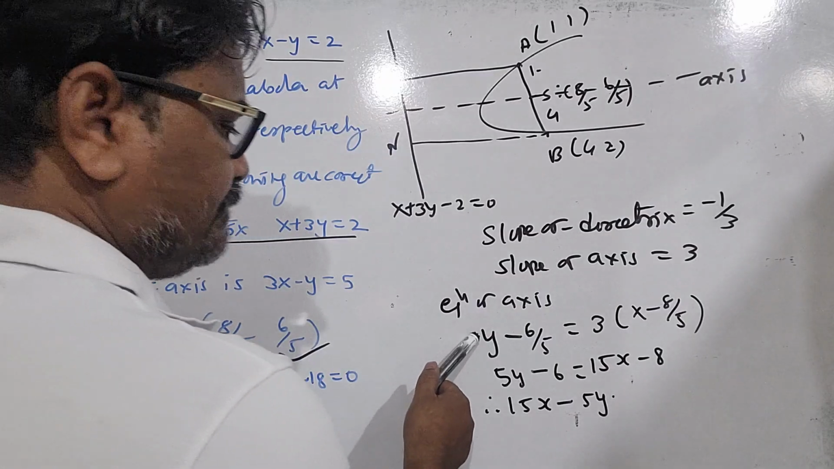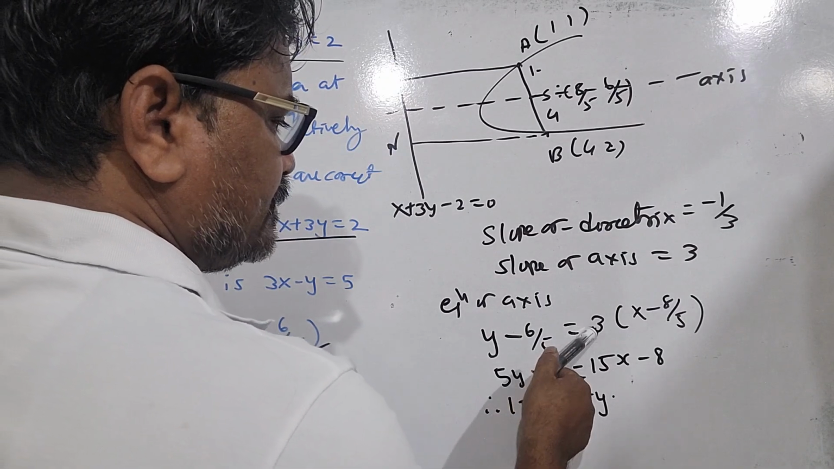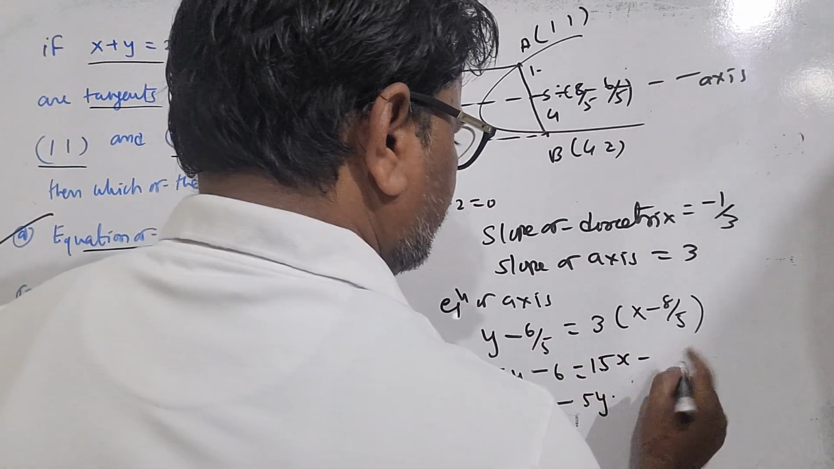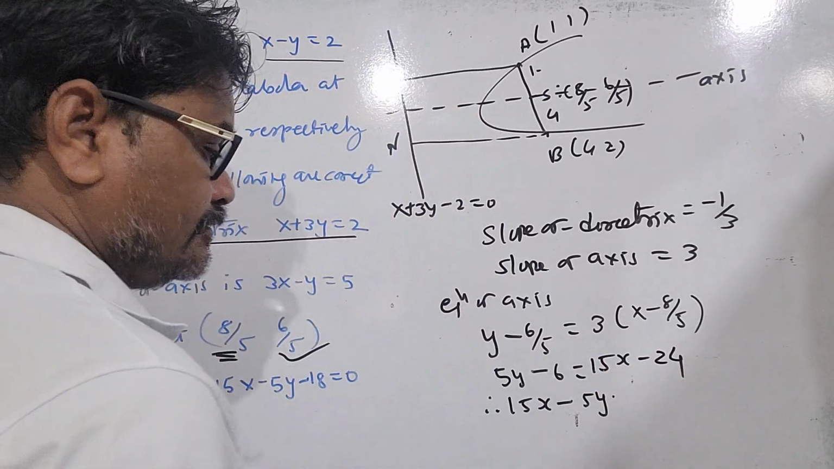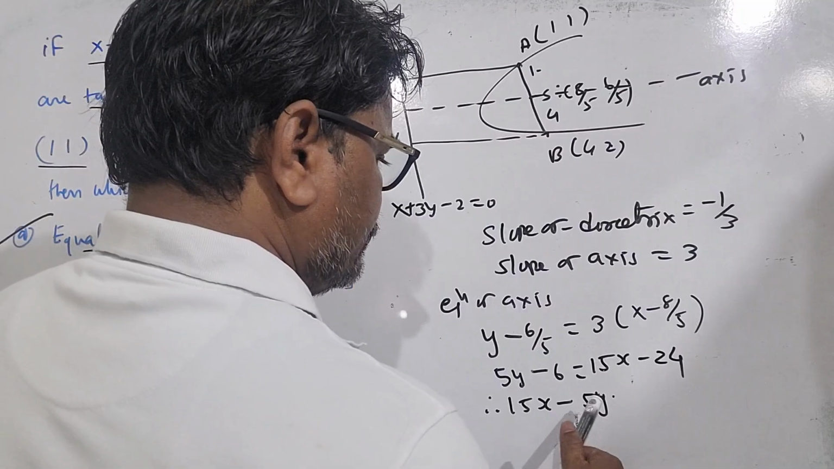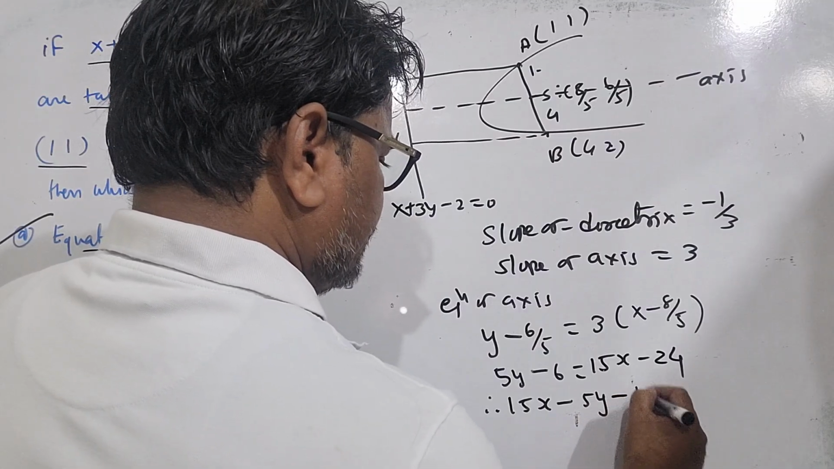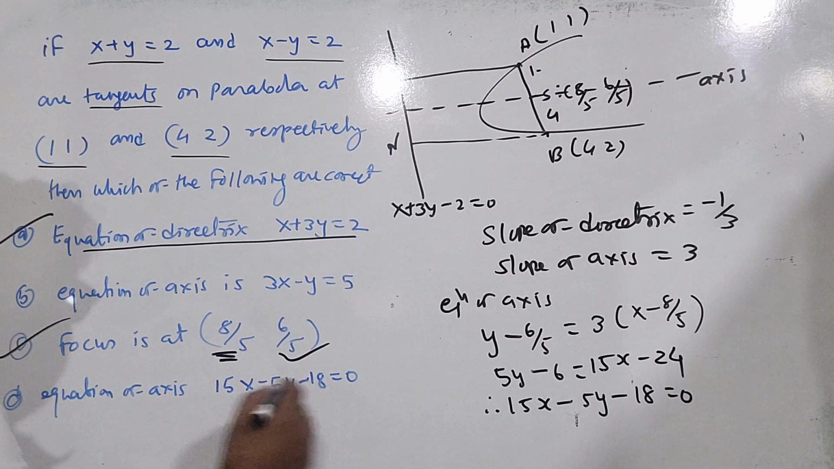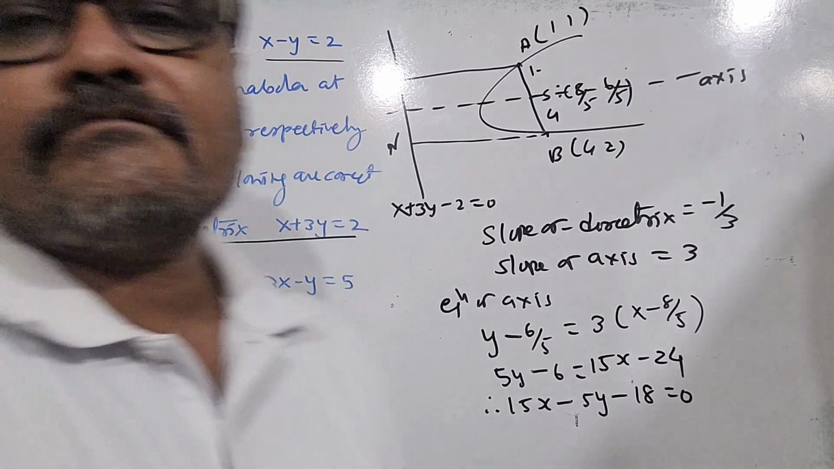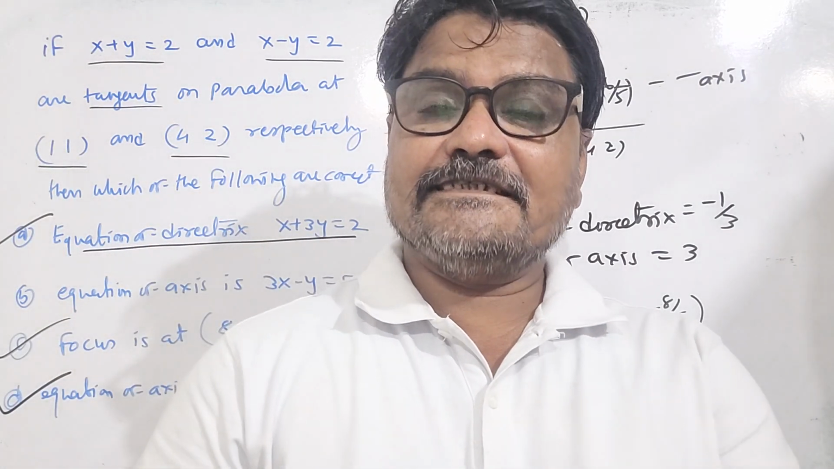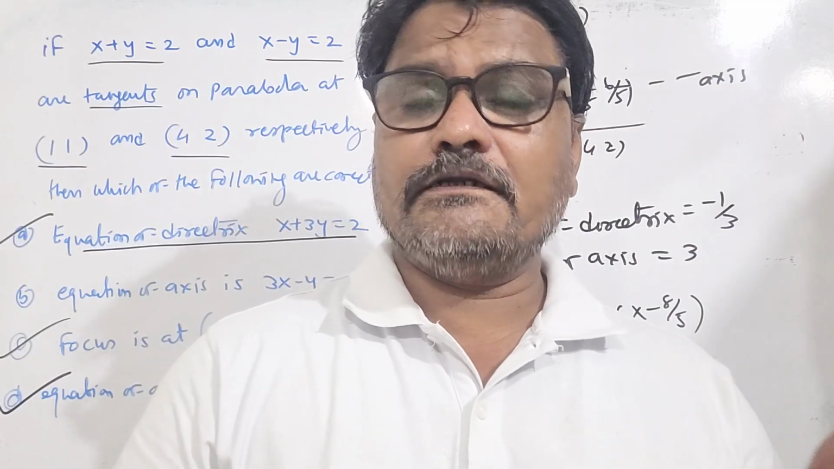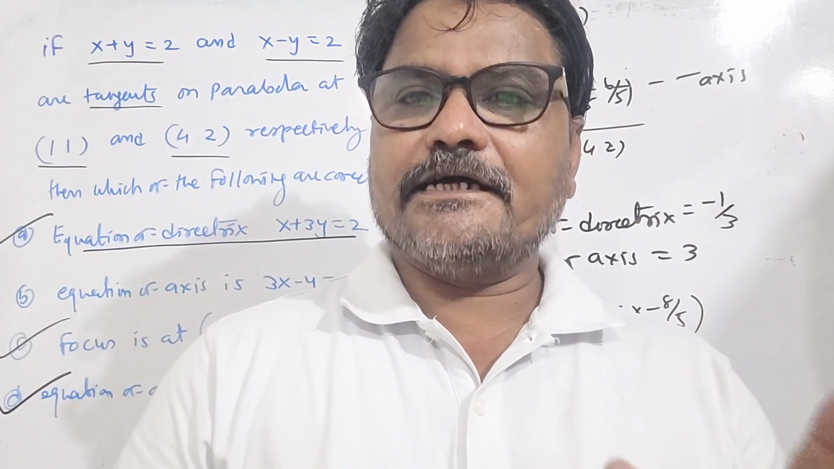Multiplied by 5, we get 5y minus 6. Multiplied by 5, we get 15x. Multiplied by 5, we get 24. So 15x minus 5y minus 24 plus 6, that is minus 18, equal to 0. So 15x minus 5y minus 18 equals 0. This option is also correct. See that this question actually checks your knowledge of all the important concepts regarding the parabola.